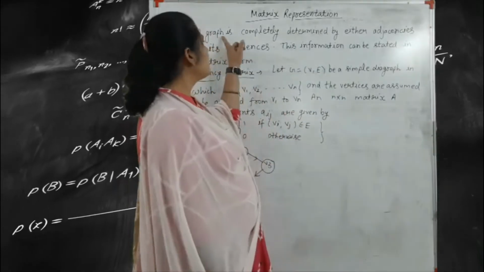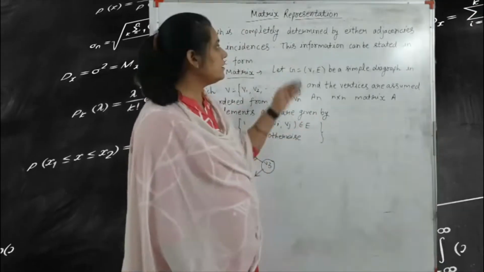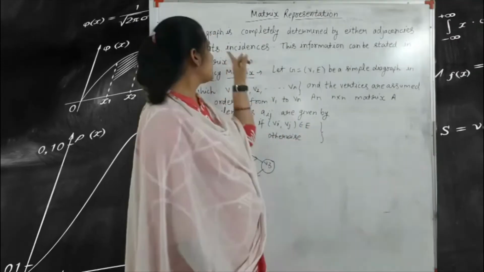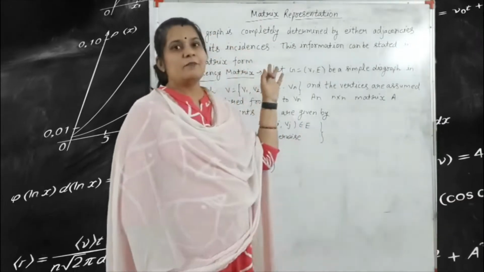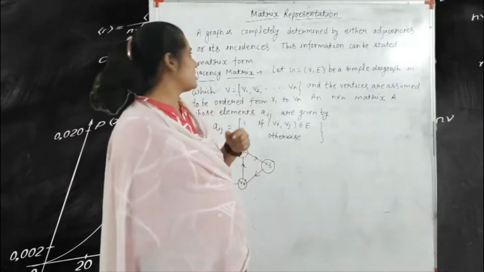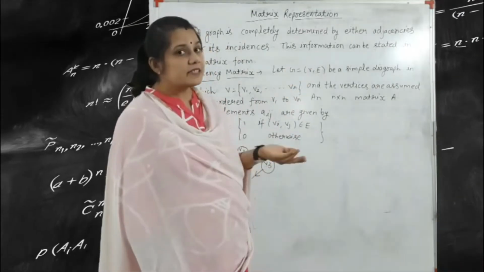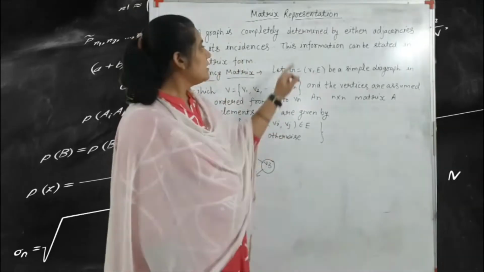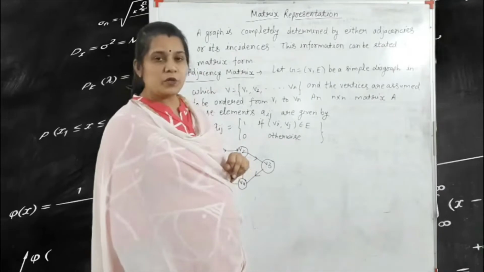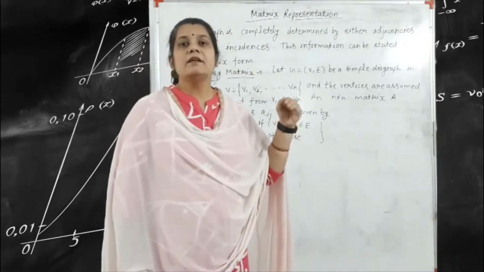So here we are given that a graph is completely determined by either its adjacencies or its incidence. That means what we have already seen in the previous lecture: the definition of incidence, edges, and incidence and vertex. So a graph is completely determined by either its adjacencies or its incidence. This information can be stated in matrix form. Okay, so the matrix representation depends, sometimes, on the directed graph.